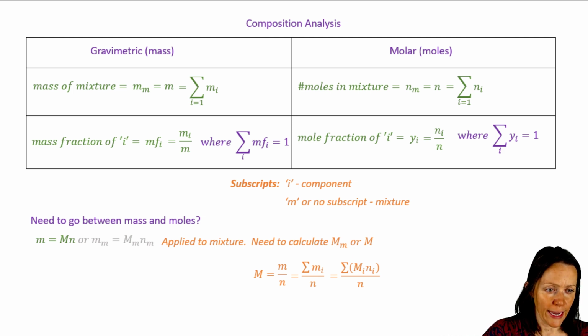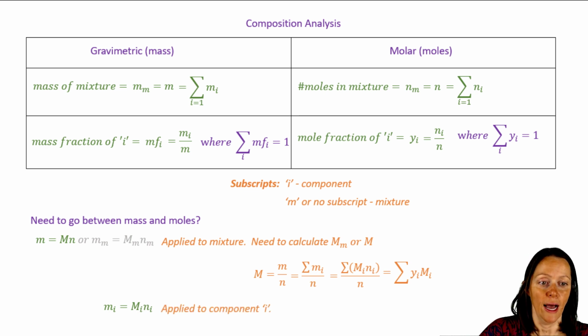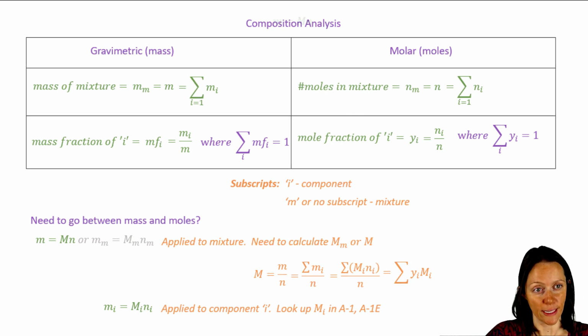And then I look at this and I say, oh, well, the number of moles of the component over the number of moles of the mixture, this is just equal to the mole fraction. So now I have another equation that I can use to calculate the molar mass of my mixture. I can also apply that relationship that relates the molar mass and the number of moles to the component as well. And remember, you can look up those molar masses for the components in Table A1 and Table A1E.